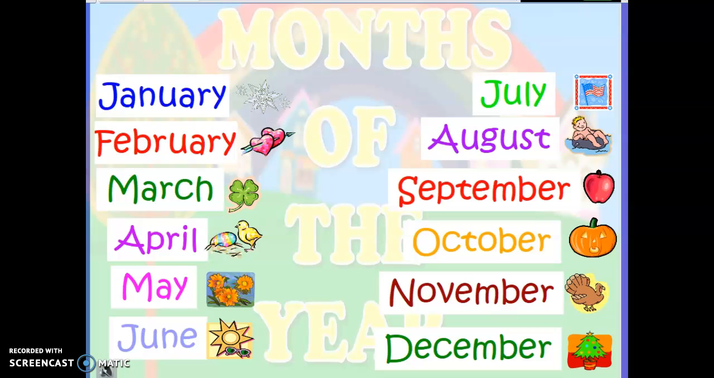All right, let's review our months of the year. So the first month of the year is January, then February, March, April, May, June, July, August, September, October, November, December. All right, say those months with me, please.